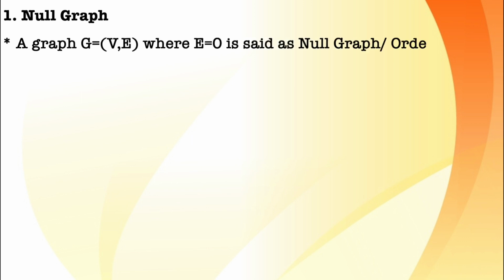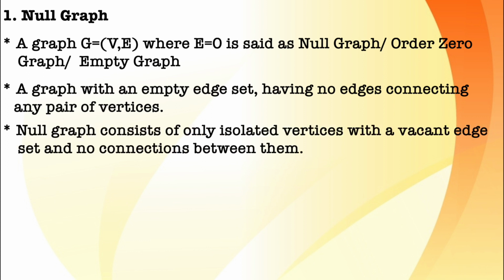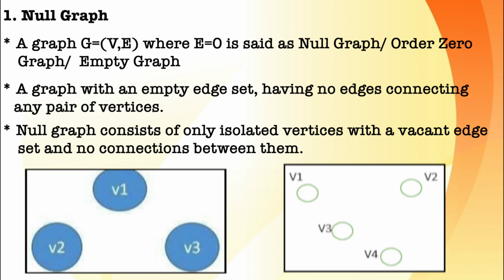A graph G equal to (V, E) where E equal to 0 is said to be a null graph, or order 0 graph, or empty graph. That is, a graph with an empty edge set having no edges connecting any pair of vertices. The null graph consists of only isolated vertices with a vacant edge set and no connections between the vertices. For example, the images displayed are null or 0 graphs, as they have no edges between the 3 vertices of the first graph.